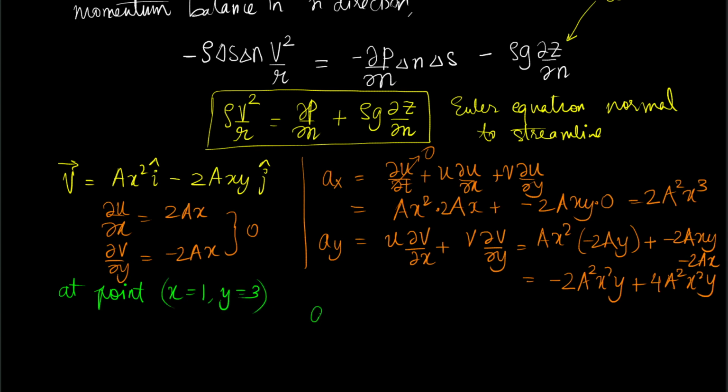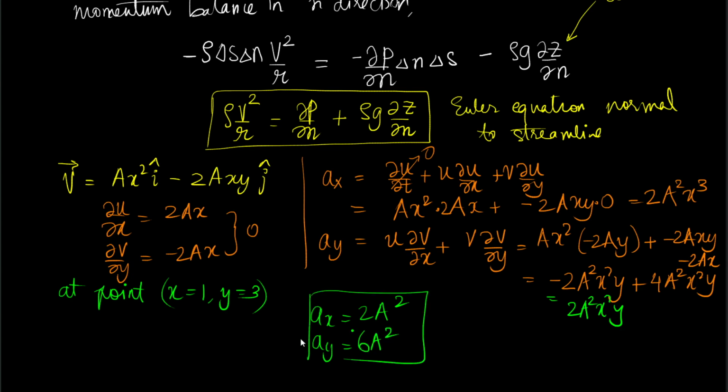At x equal to 1, ax becomes 2a square and ay becomes, essentially, 2a square x square y. So substitute y equal to 3. So this becomes 6a square. So the acceleration at this particular point at any time would be given by this.